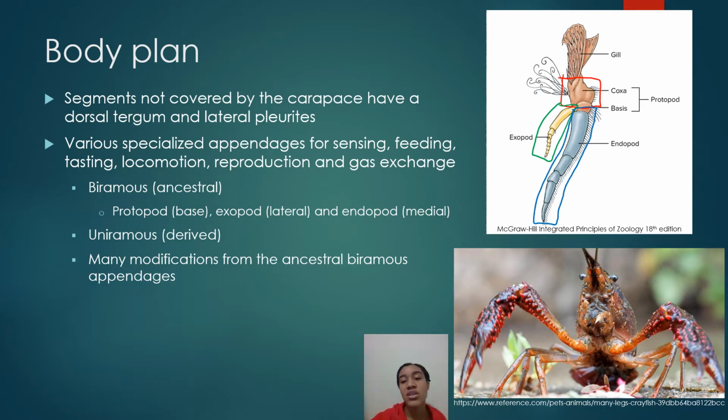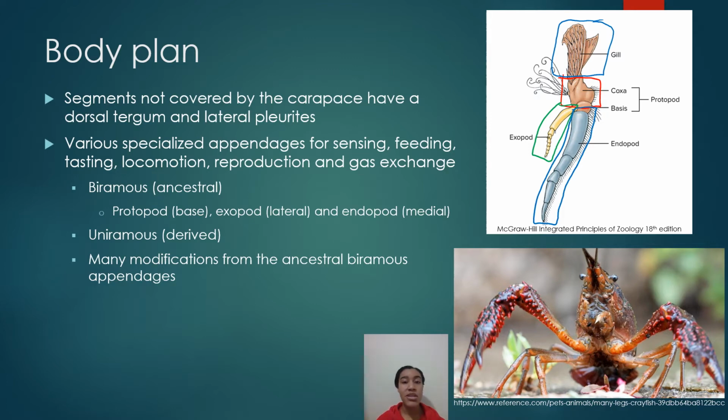And then anterior to all of that, or on the more dorsal side of all of that, we have the gills. And we'll talk about the gills a little bit in a couple more slides. So many crustaceans, like I mentioned, have lost their biramous appendages and instead now have uniramous appendages. And this is a derived characteristic because all crustaceans came from a biramous appendaged ancestor.